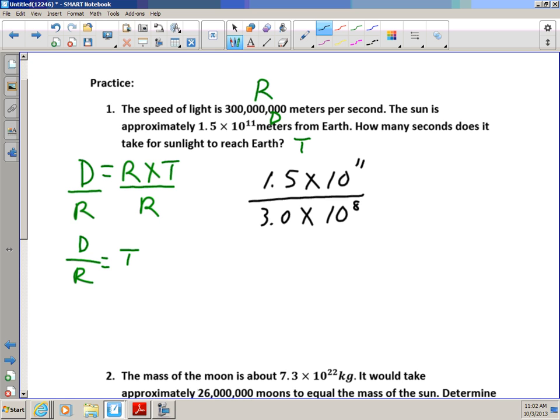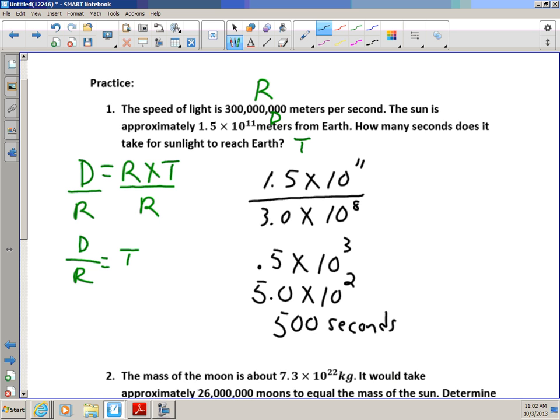1.5 divided by 3 is 0.5. Subtract your exponents. Again, not in proper scientific notation. I move 1 to the right, so I remove 1 from my exponent. So it takes approximately 500 seconds for light to reach Earth. Okay?